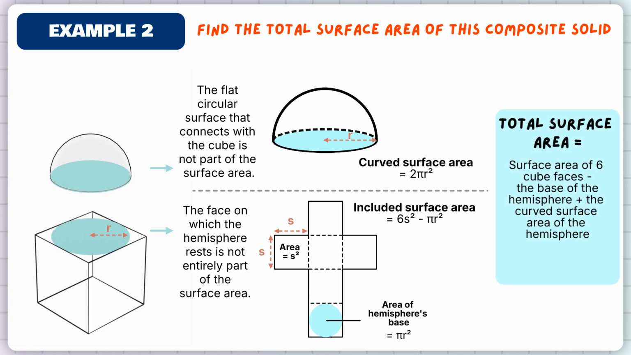Finally, we combine the two to find that the total surface area equals the surface area of 6 cube faces minus the base of the hemisphere plus the curved surface area of the hemisphere. So we get an answer of 6s squared minus pi r squared plus 2 pi r squared. This can be simplified to 6s squared plus pi r squared.